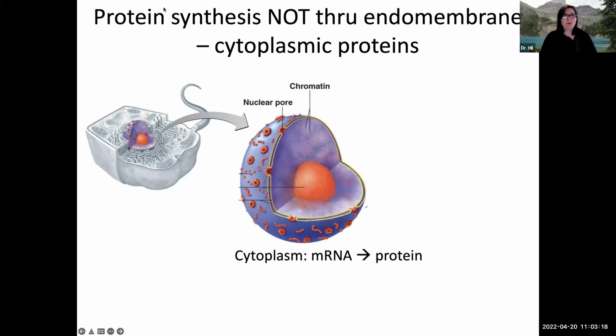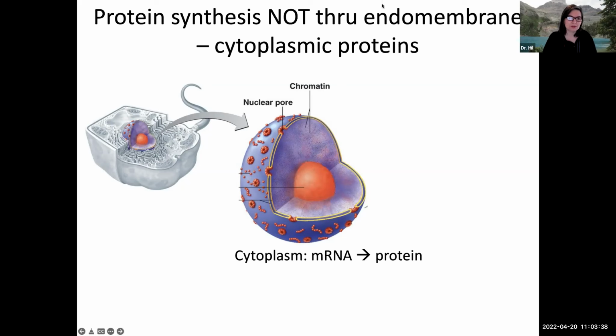So I'm going to briefly walk through the steps in how these members of the endomembrane system are connected for one example of the goals that they can accomplish together. And I want to start by contrasting that with how protein is made for the cytoplasm.